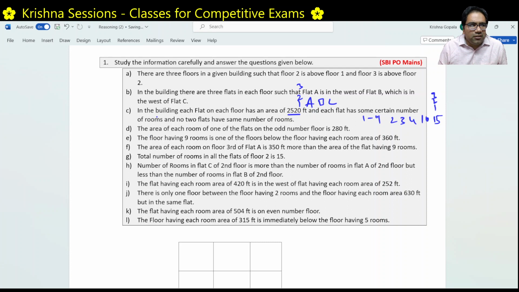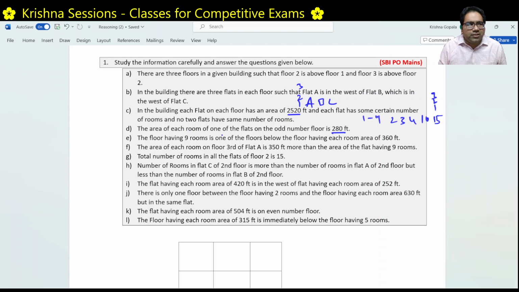Good. Then the area of each room of one of the flats on the odd number floor is 280 feet. So here in this problem, feet is given. Ideally, area should have been square feet. Let's assume that this is a typo, or let's assume it's perimeter, whatever. For now, let's not worry about how they depicted this. Let's assume all these feet that they have mentioned are square feet only. 2520 is also square feet. Now 2520 divided by 280. What is this? This is 9, right?